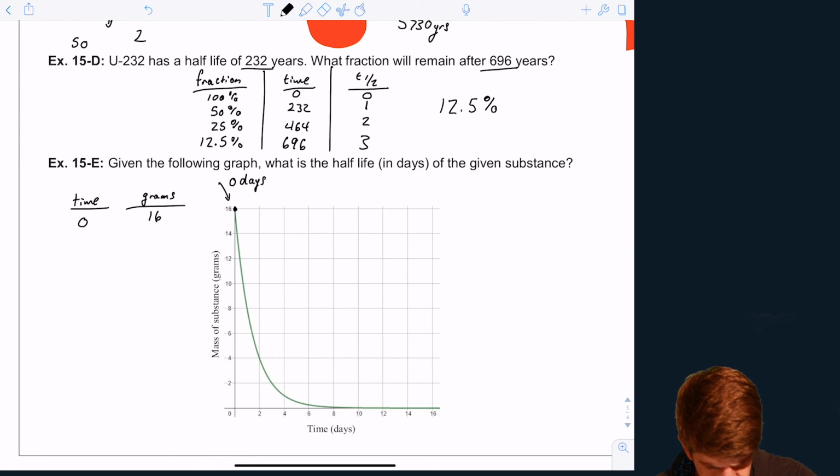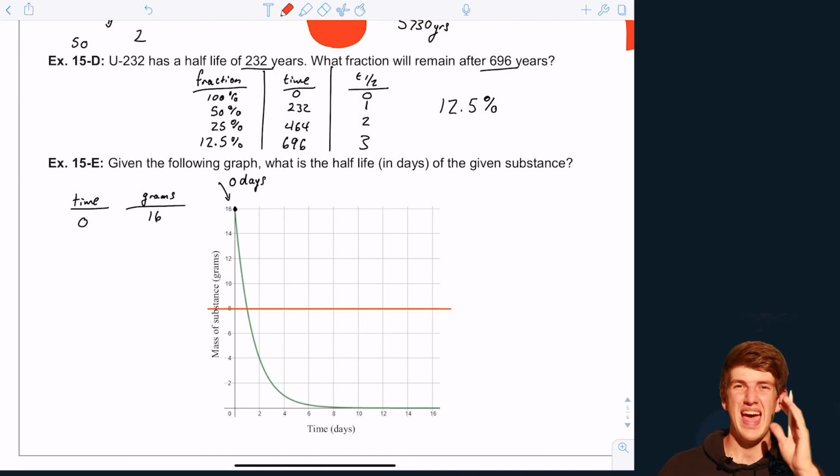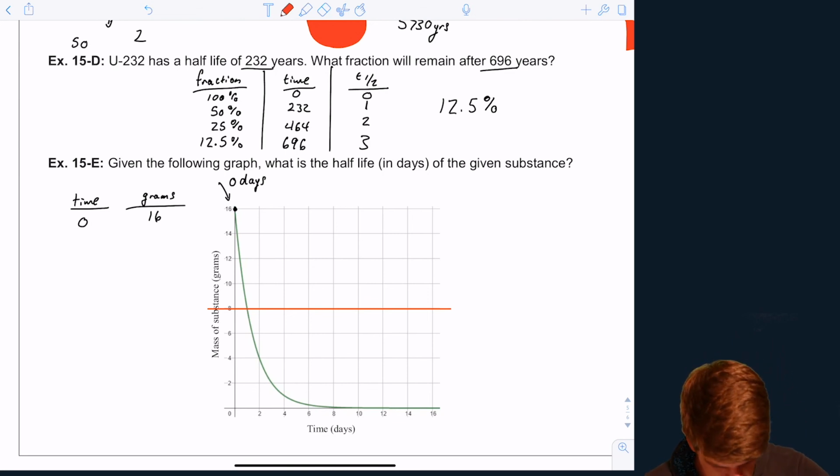So what do I mean? Well, I originally have 16 grams. I know at my half-life I'm going to have 8 grams, and at the half-life after that I'll have 4 grams. So at 8 grams, how much time has passed? Well, I am exactly in the middle. And I could assume that this is 1 day, although assuming is never really that good.